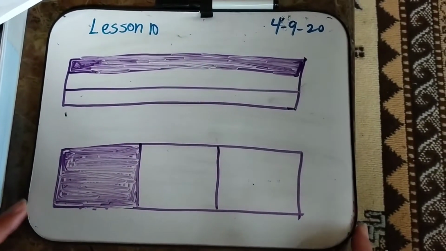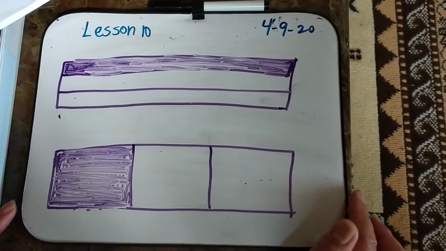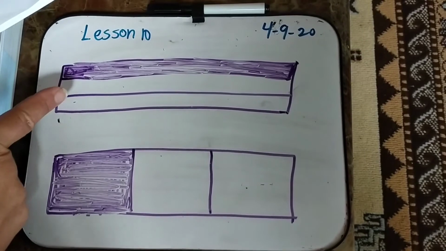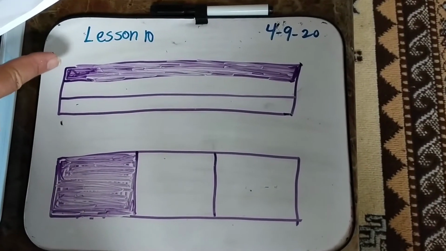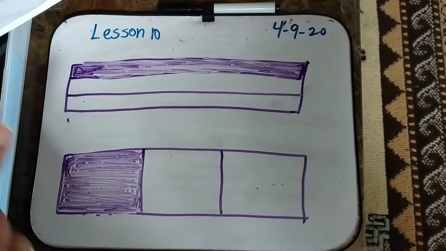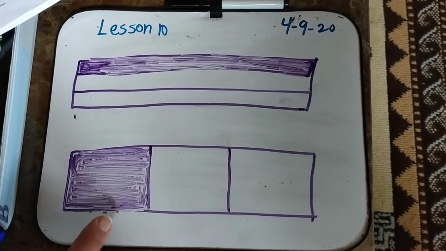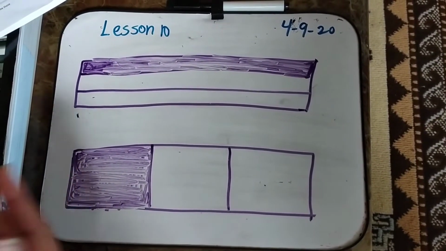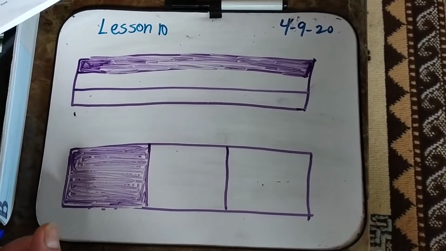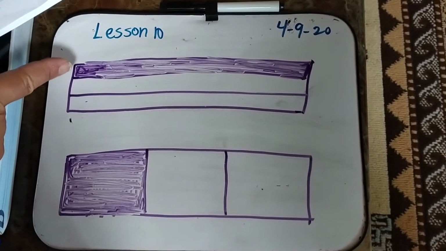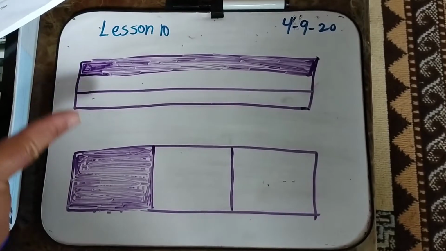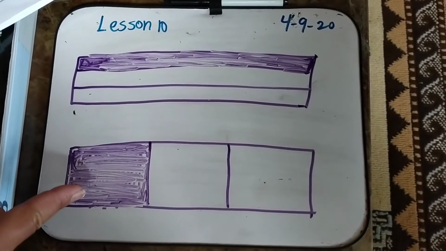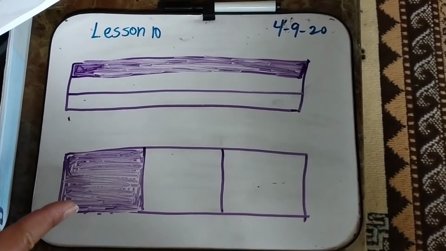Okay, here as you can see, I have two rectangles. On this rectangle right here, the shaded part is just one part. And on this rectangle right here, the shaded part is just one part. So if I ask you how many parts are shaded, of course on the first one there's one part that is shaded, and on the second one also there's one part that is shaded.